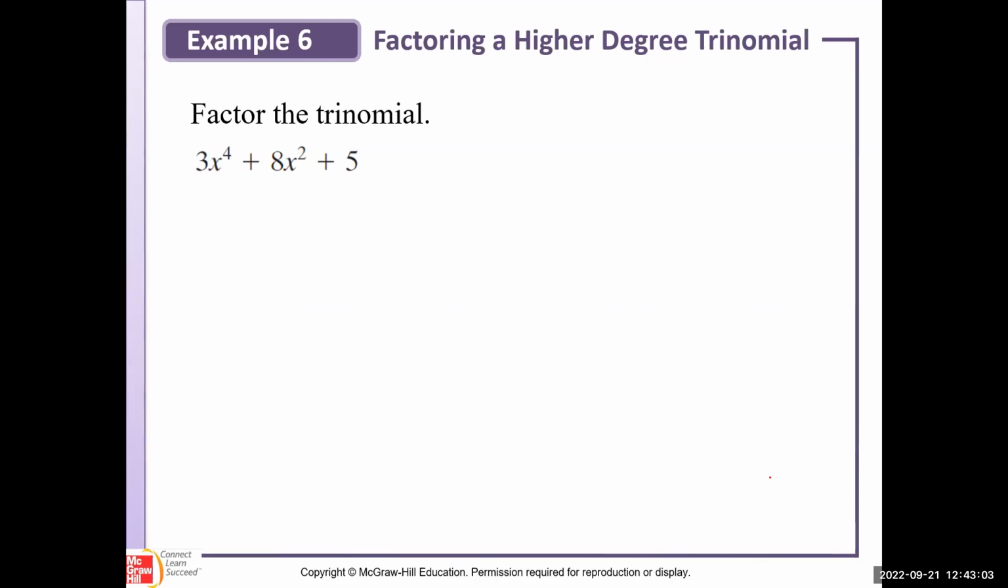All right, so this one here, we have 3x to the 4th plus 8x to the 2nd power plus 5. My first term is 3x to the 4th. My second term is 5, so 5 is just going to be 1 and 5, and then -1 and -5. Again, that's positive and that's positive, so it's just going to be the positive ones. In this case, I have 3x squared and x squared, because I need to get to 3x to the 4th, so they're both going to be squared.